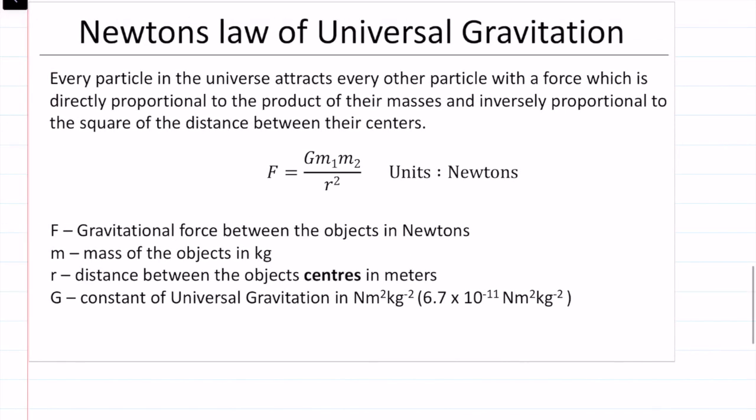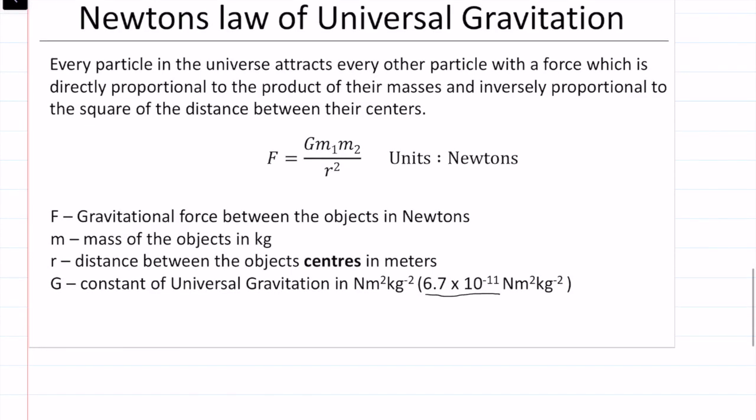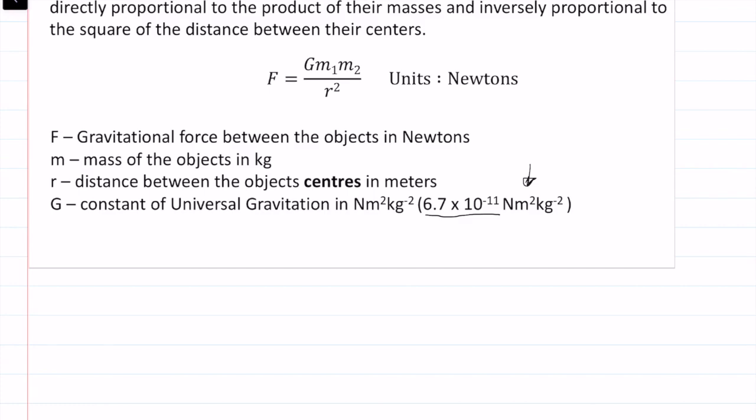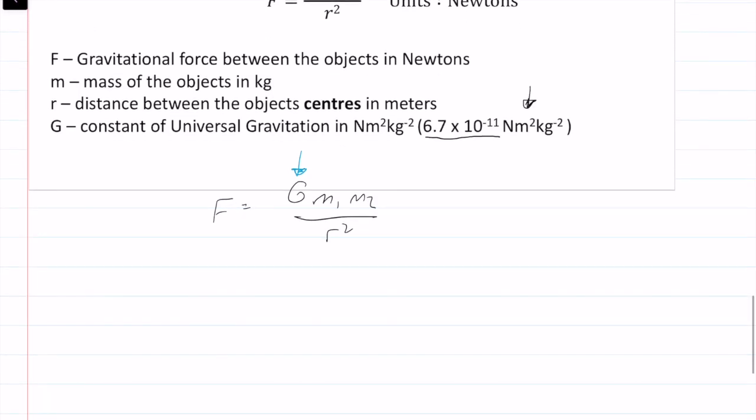The gravitational constant has a value which is 6.7 times 10 to the minus 11 newton meters squared kilograms to the minus 2. So how did I get these weird units? If we start off with F equals G m1 m2 over r squared, now I want to make G the subject of the formula, so I have F r squared over m1 m2 is equal to G.